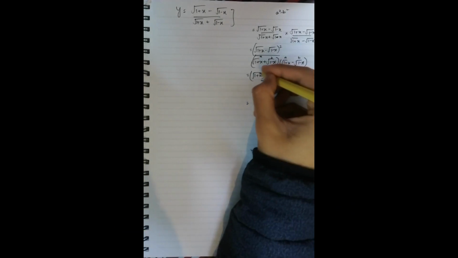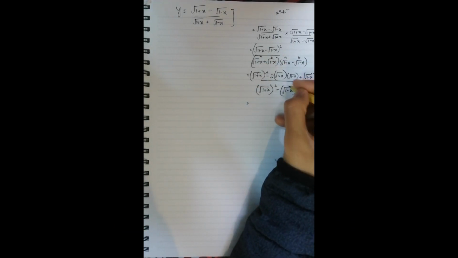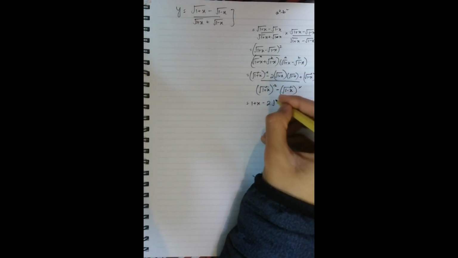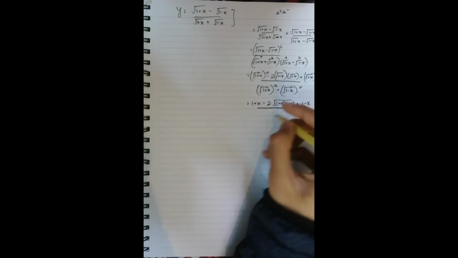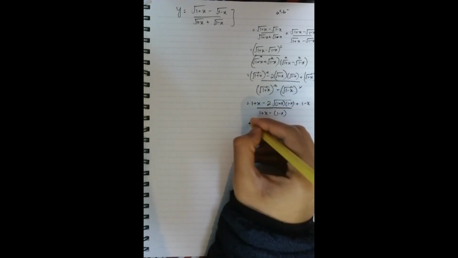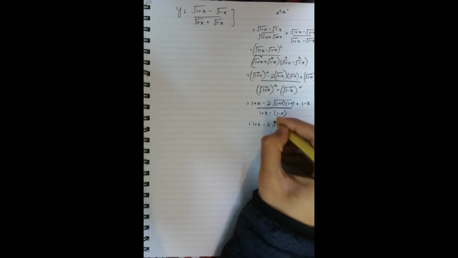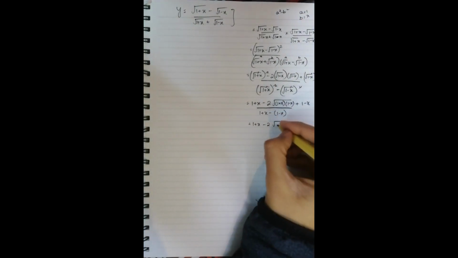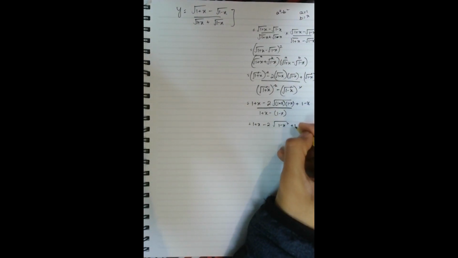Now this square is cancelled, this square is cancelled, this square is cancelled, and this square is cancelled. So 1 plus x, you can see that this is 1 plus x, this is 1 minus x. So a would be 1, b would be x. A minus b, a plus b, again this would be 1 minus x square.